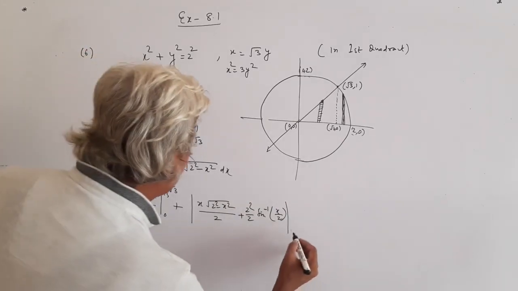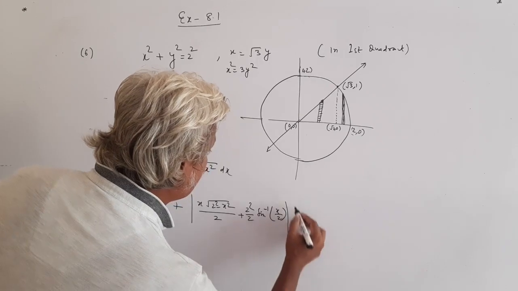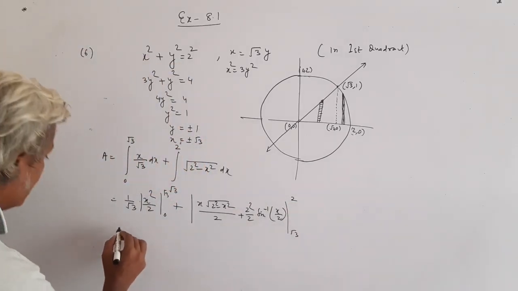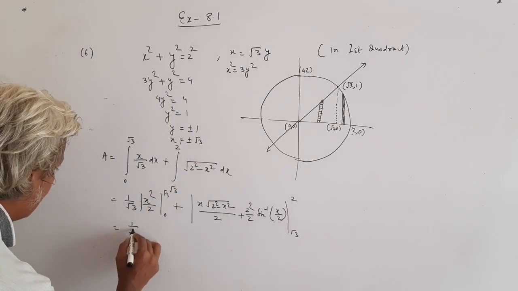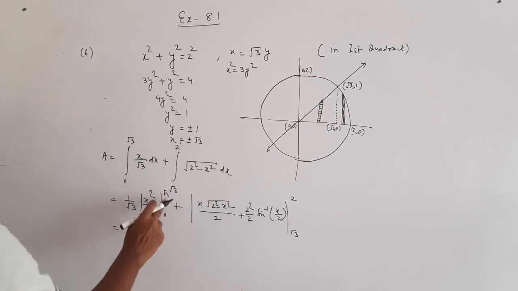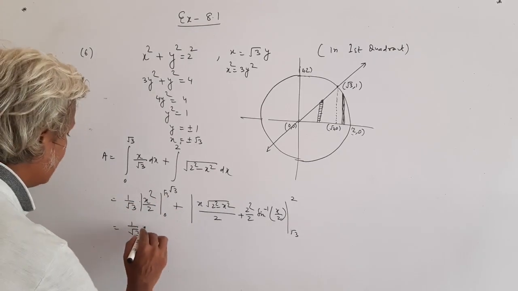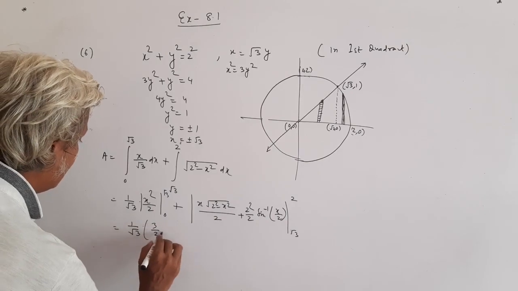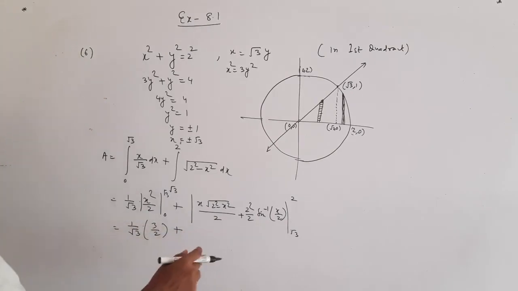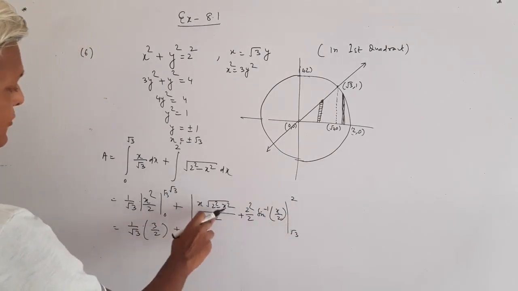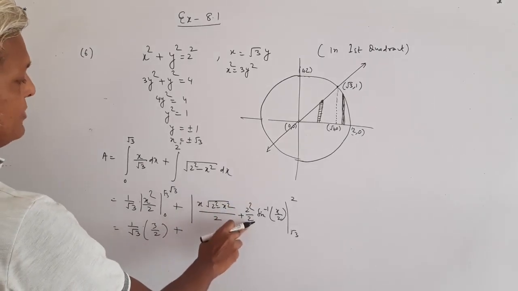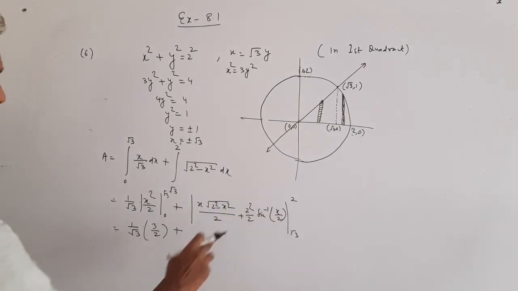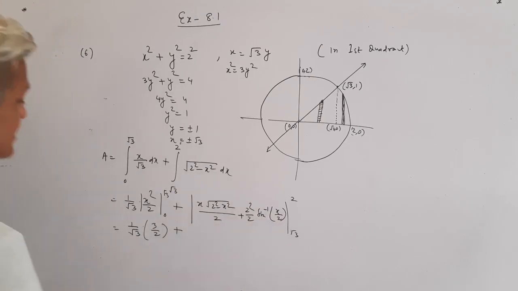And if I have to put the value there, then this is root 3 and this is 2. So for this part, 1 over root 3 and this is root 3 square by 2 minus 0, that is simply 3 by 2 plus. For this part we have to put 2 here. If you put 2 here, this part vanishes, this part becomes 2 pi by 2. So this is 2 and this is pi by 2, which just gives you pi.